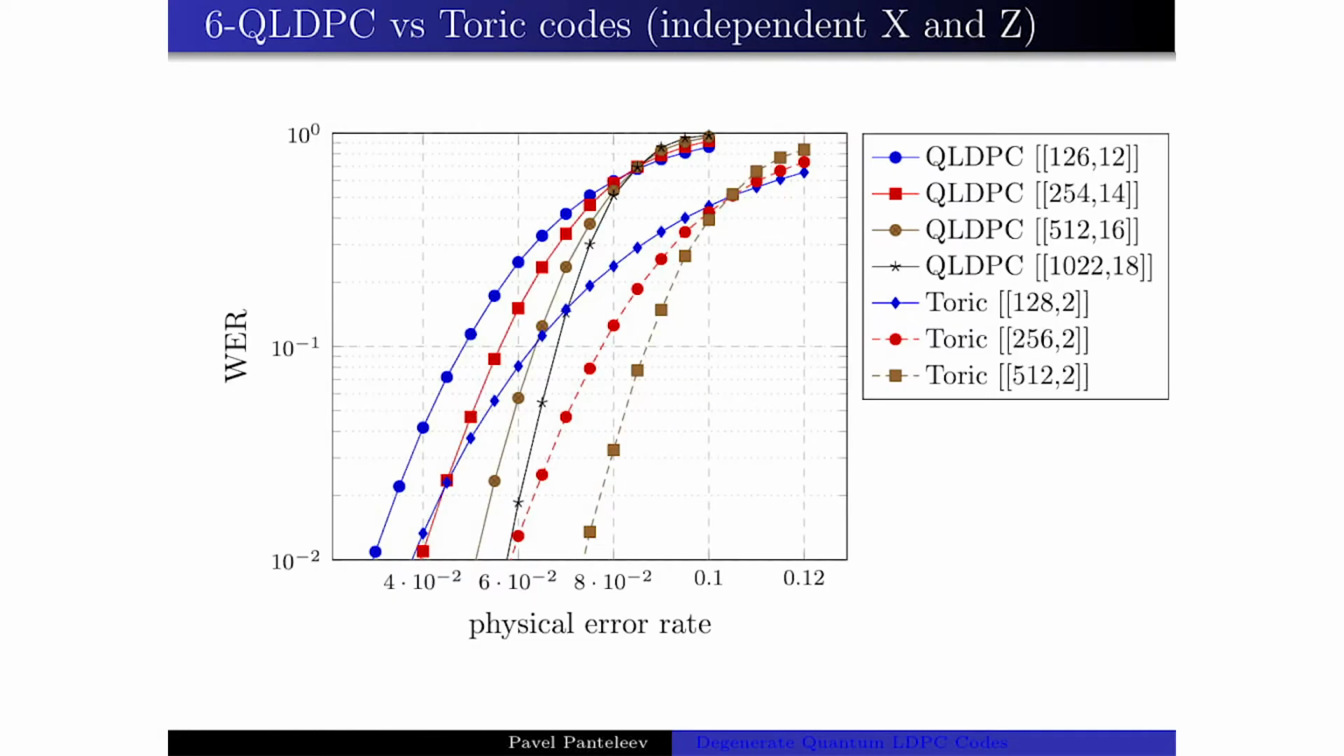And also we compare this class of QLDPC codes versus toric codes and compare their thresholds. So you can see what is important here. The threshold of the toric codes is better, but the actual performance, if you look deeper in the low error rate regime, is usually worse. So the threshold is not an ultimate answer to the performance of the code.